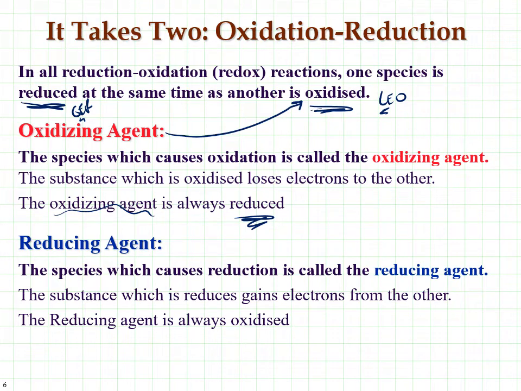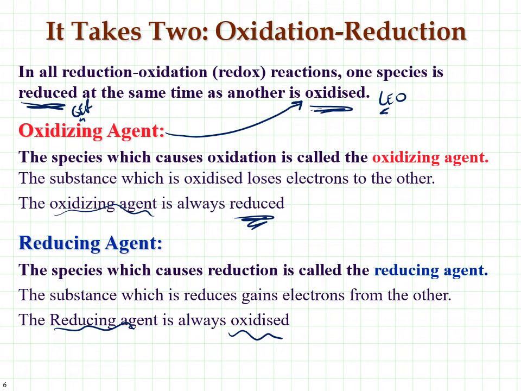But wait, there's more. The reducing agent is the thing that causes something else to be reduced. It's going to cause something else to be reduced by giving electrons away so that other thing can gain them. How you make something else gain electrons is by losing them. So the reducing agent is the thing that loses electrons so that somebody else can gain them, which means the reducing agent is always the thing that is oxidized. The reducing agent makes something else be reduced by it itself being oxidized.